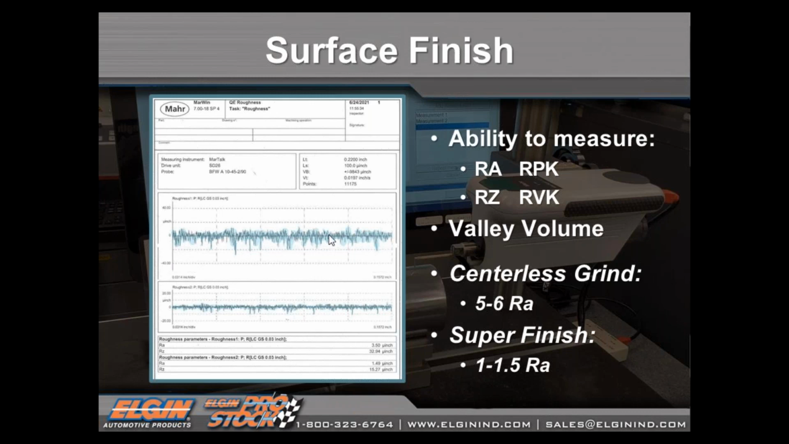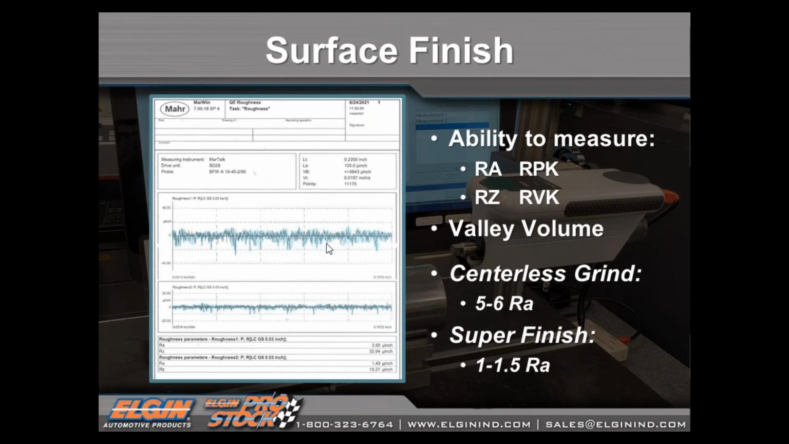So RA is a global surface finish designation, and it applies to the whole data analyzed for the average roughness. RPK is only looking at how high these peaks are from the center of that average number. And then RVK is how low the valleys are.